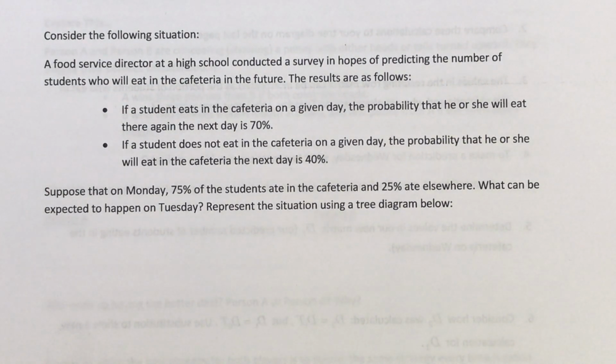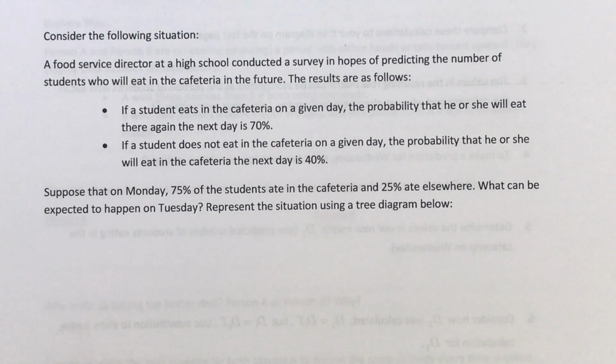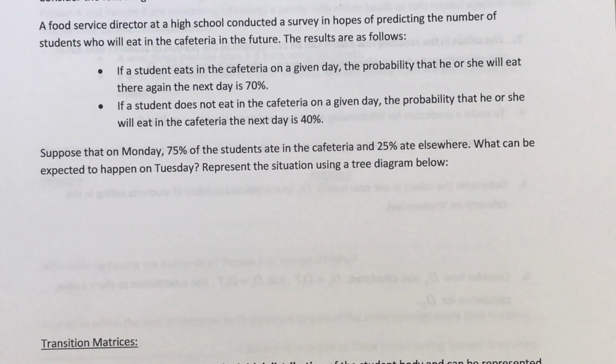It says a food service director at a high school conducted a survey in hopes of predicting the number of students who will eat in the cafeteria in the future. The results are as follows. If a student eats in the cafeteria on a given day, the probability that he or she will eat there again the next day is 70%. If a student does not eat in the cafeteria on a given day, the probability that he or she will eat in the cafeteria on the next day is 40%. Suppose that on Monday, 75% of the students ate in the cafeteria and 25% ate elsewhere. What can be expected to happen on Tuesday? Represent the situation using a tree diagram below.